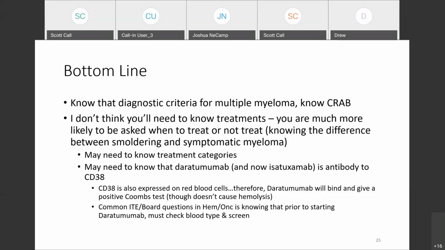So our common board question is knowing that before starting someone on daratumumab, we should do a type and screen so that we can find out what antigens are on their red cells before we give them daratumumab, which will bind to all the red cells and screw up a type and screen. But again, that's more for your edification and probably less for you to do well on ITEs or board exams.